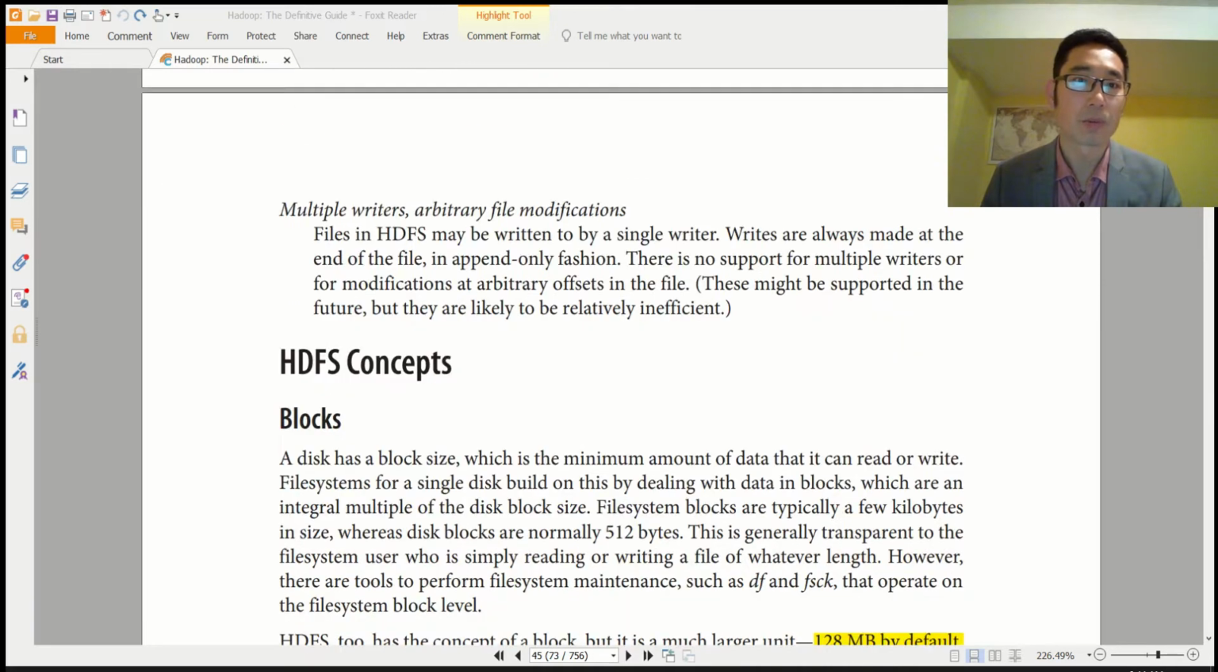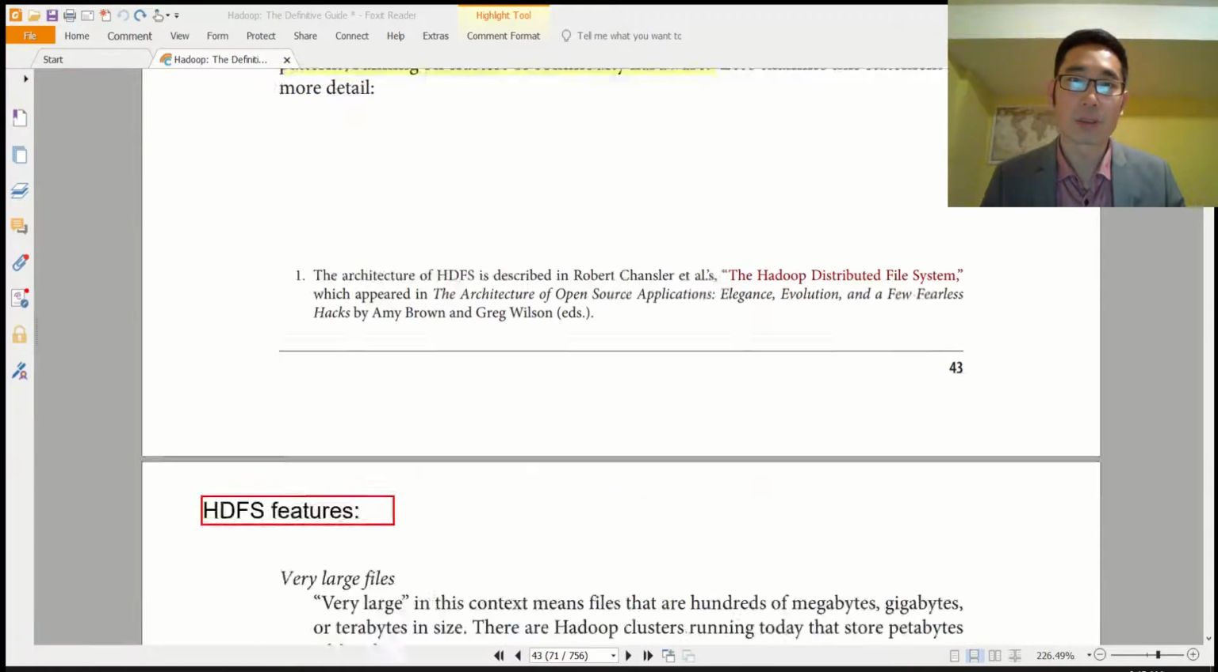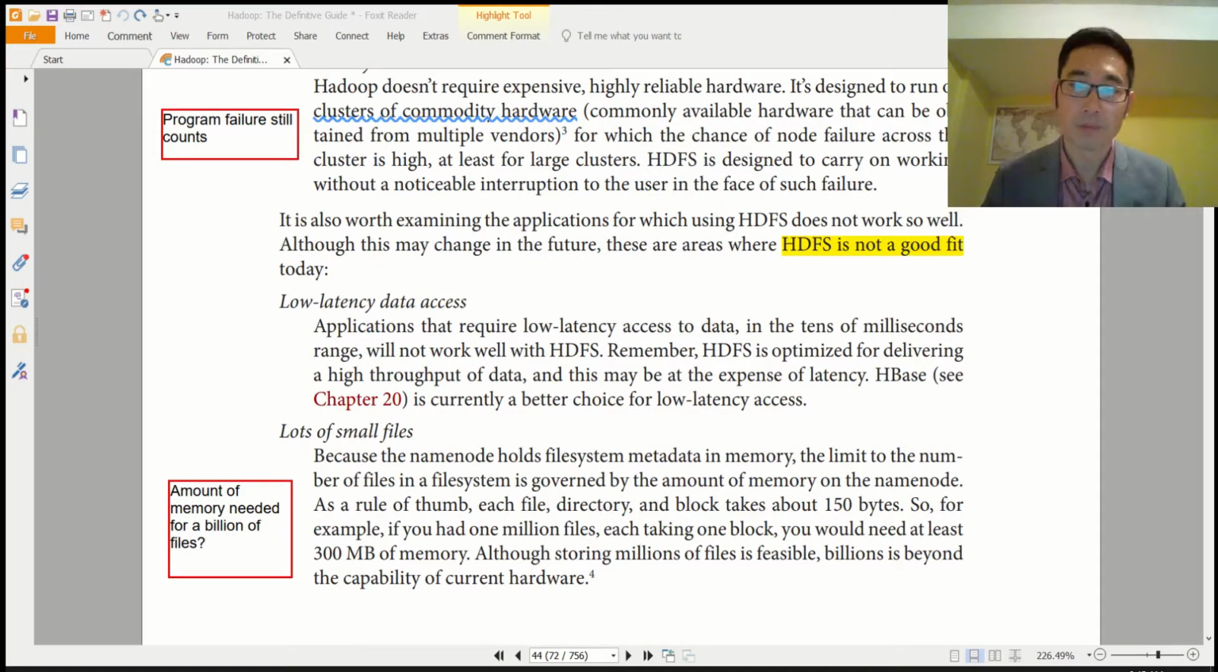Multiple writes and arbitrary file modification. This one looks like SQL Server, a traditional relational database. In your operations, very often your database needs to be updated. Arbitrary file modifications and multiple writes are not a good fit for HDFS. So this video very briefly starts talking about HDFS. We're going to do more videos, so we're going to stop here.